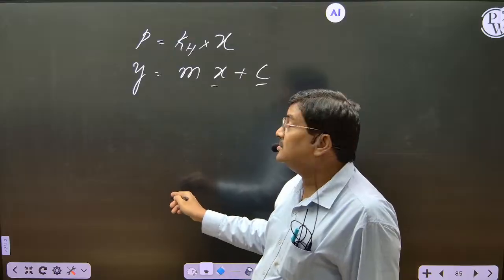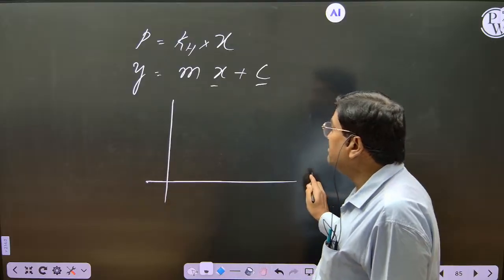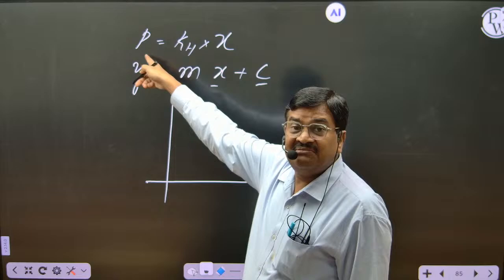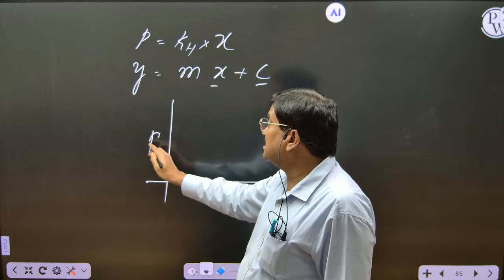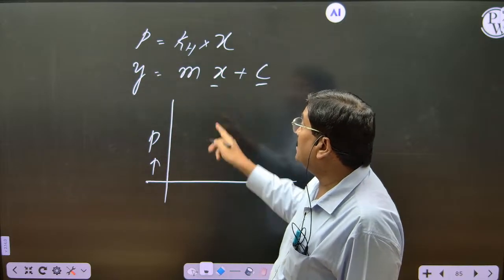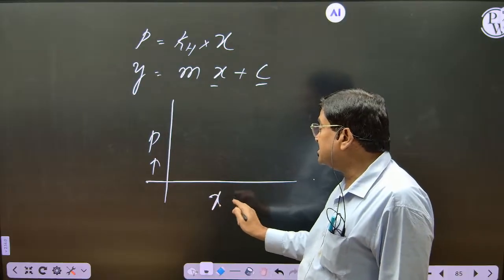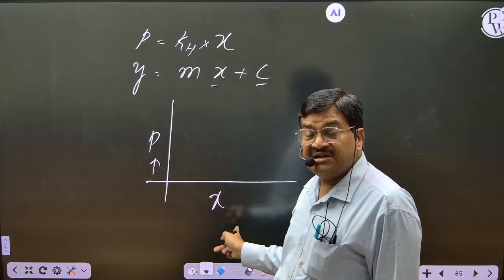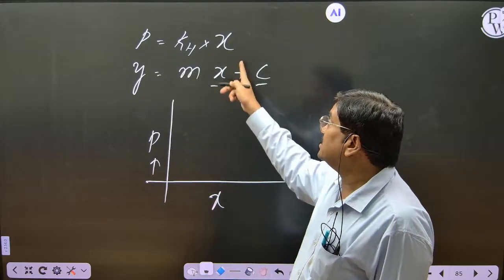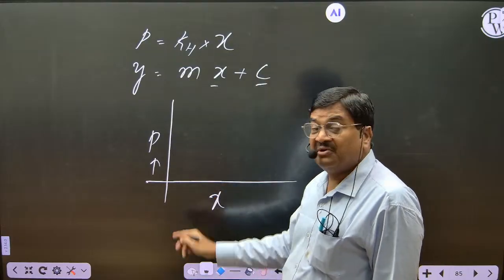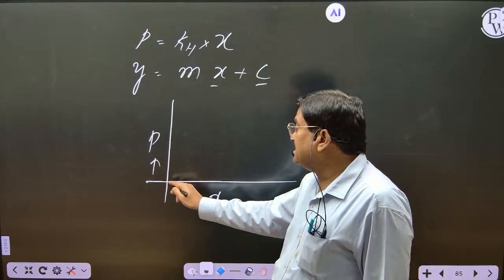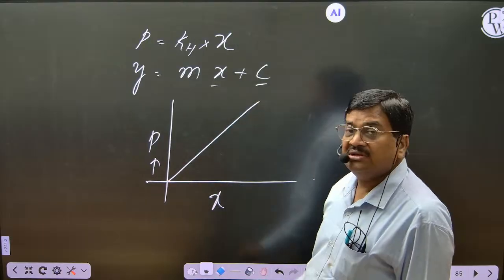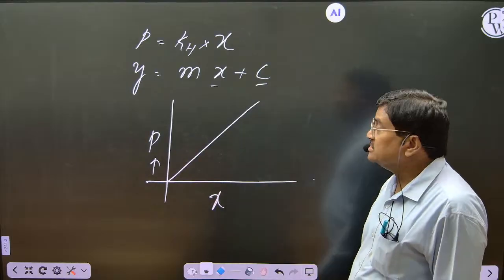Getting the idea, all of you? Now when we plot the graph between what versus what, on the y-axis I am taking partial pressure, and on the x-axis I am taking mole fraction. Understood? Partial pressure is taken on the y-axis and mole fraction on the x-axis. So here the intercept is 0. So what type of graph do we get? We get a straight line passing through the origin.